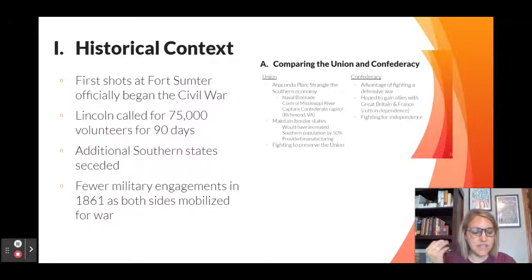So the fact that at Fort Sumter, the shots were officially fired. Lincoln called for a small military for a short amount of time. We see additional Southern states seceding. And 1861 doesn't have a lot of military engagements, but we really see a lot happening in 1862.